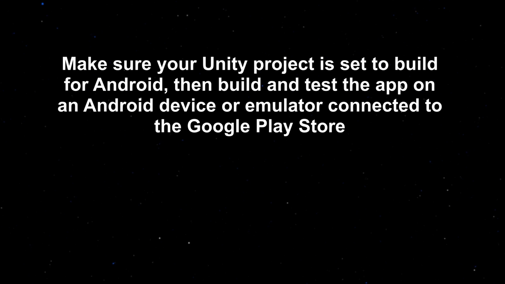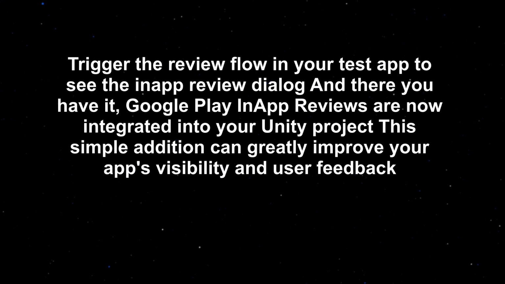Make sure your Unity project is set to build for Android. Then build and test the app on an Android device or emulator connected to the Google Play Store. Trigger the review flow in your test app to see the in-app review dialog, and there you have it.